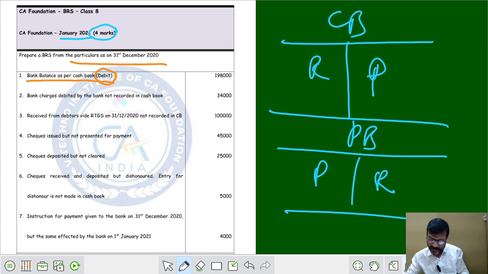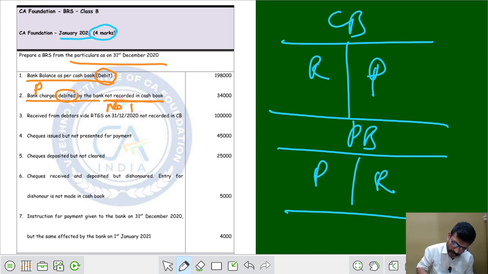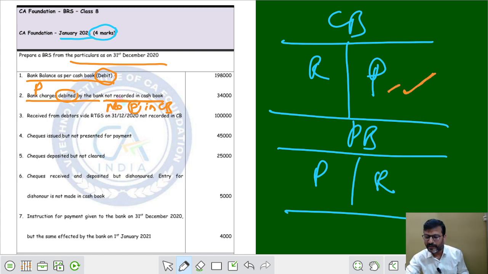See the next concept, my dear kids. Bank charges debited by the bank, not recorded in the cash book. As I explained in the previous video, we can understand this from two angles. Debited by the bank, so you take it on the credit side. I teach you another method too. Bank charges means payment. Not recorded in cash book means no payment in cash book, means no credit in cash book. So we take it on the credit side.